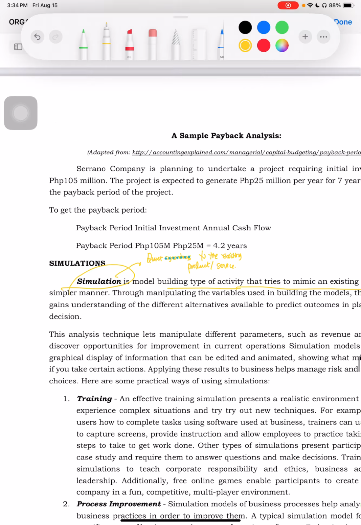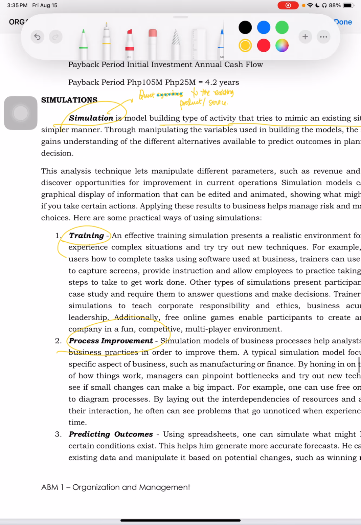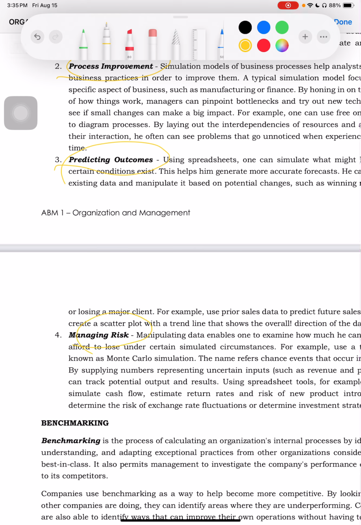Okay? So one of those examples in practical simulation is training, understandable. Process improvements to improve the existing. Predicting outcomes, of course, when you say predicting outcomes, you already know what will happen in the future. So you predict, nag-anticipate na ka. And lastly is managing risk. When you say managing risk, of course, there are possibilities, there are things beyond your control. And when you manage risk, you find alternatives, you find ways of solving if there might be a negative result of a certain action.